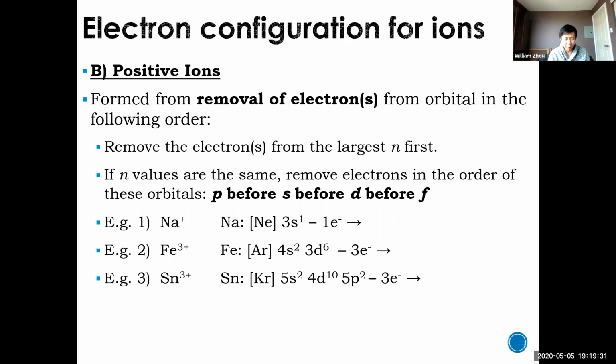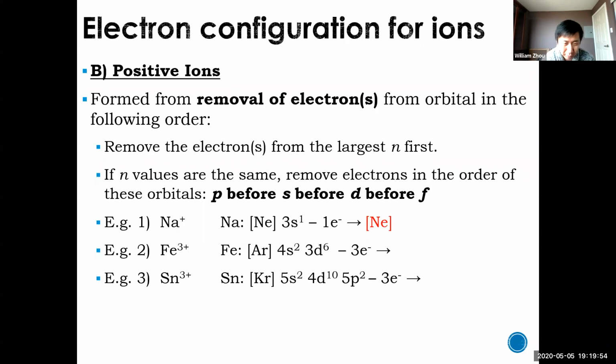So example 1, sodium plus. Sodium loses 1 electron to become the sodium ion. It only has 1 valence electron to lose, so it's a no-brainer. You lose that one, okay? So it becomes just bracket neon. That's it. That looks ridiculous, but no, this is the sodium ion.